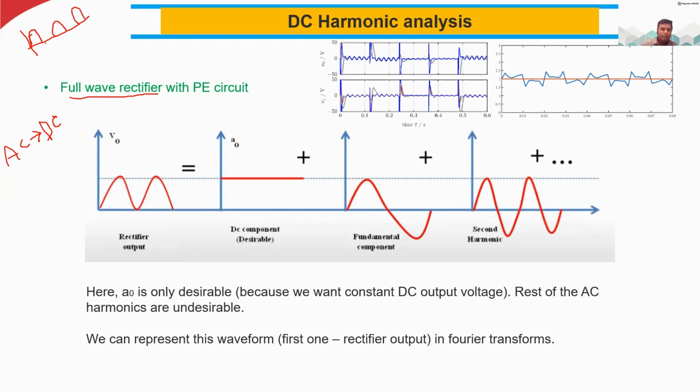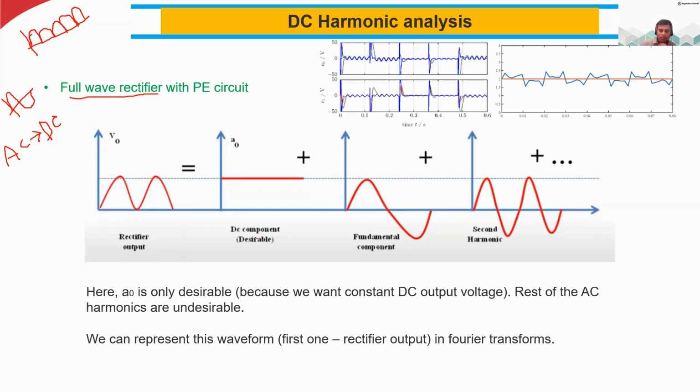Full wave rectifier means it will convert, this is the AC signal, right? You are giving it like this. So it will convert the positive cycle and also the negative cycle into the positive side. Similarly here, positive to positive, and the negative we will also make like this. So that is a full wave rectifier. This is the output of this full wave rectifier circuit.